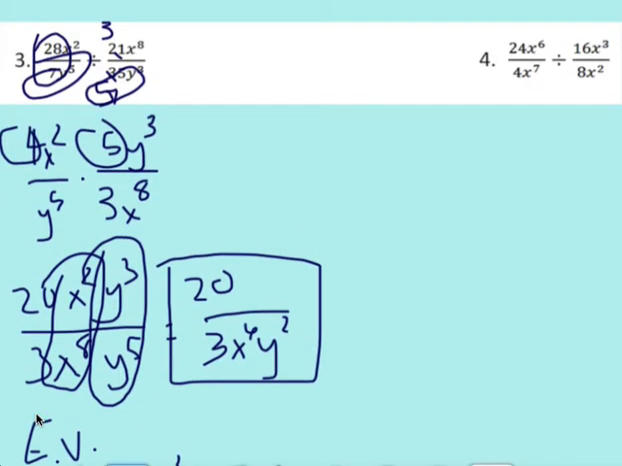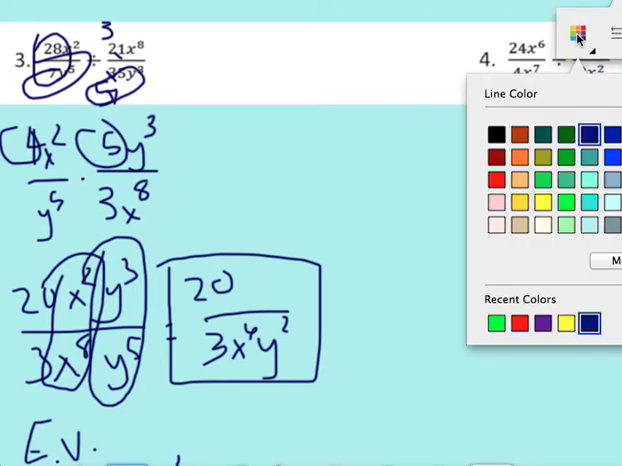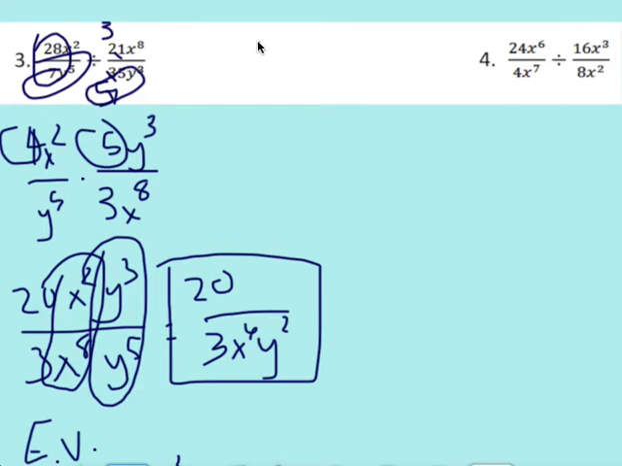Okay, taking a look at number 4, let's try and simplify in advance again. So we can simplify this one by taking out 24 divided by 4 is going to give me 6.